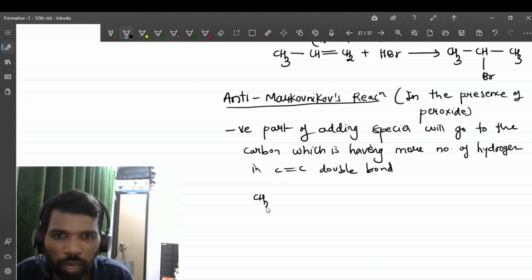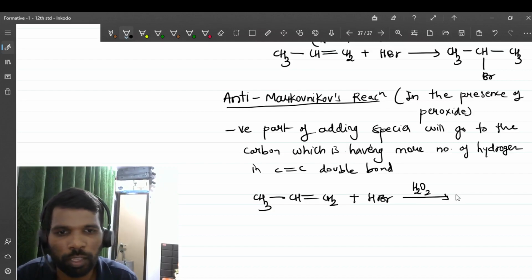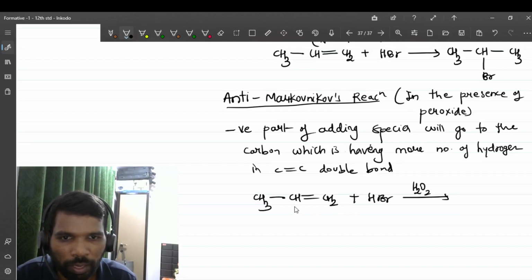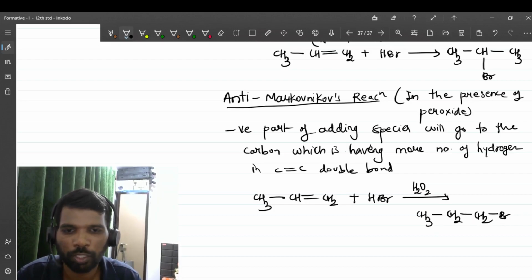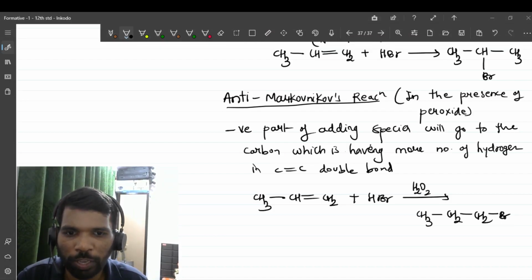Means if this is your alkene, CH3, CH, CH2, you add HBr and you put H2O2 or any peroxide, benzoyl peroxide, this kind of thing. So the product will be what? Negative will be on this carbon and hydrogen will be over here. The product will be CH3, CH2, CH2, Br. So this was a revision of the whole Markovnikov's and anti-Markovnikov's reaction.